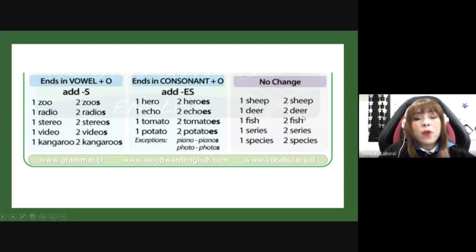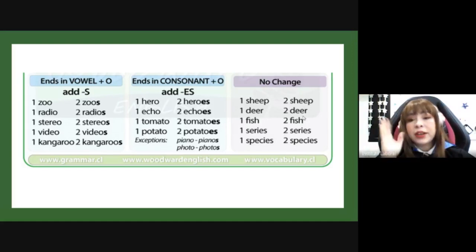Okay, then we move to the category of the nouns that do not change. They are the same in singular and the same word in plural. For example, the animal. Yes, the one that says meh, the sheep. Sheep, sheep, meh. You say one sheep, two sheep, three sheep, four sheep, no sheeps. We don't need the S. It's the same word in singular, the same word for plural. One sheep, two sheep. One deer, two deer.